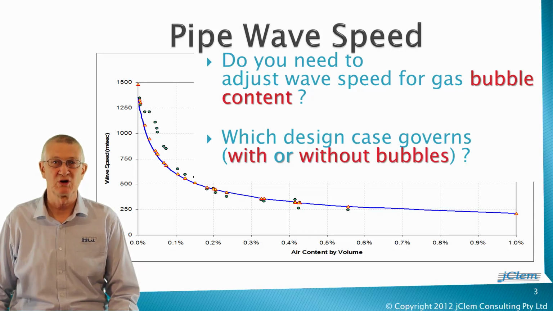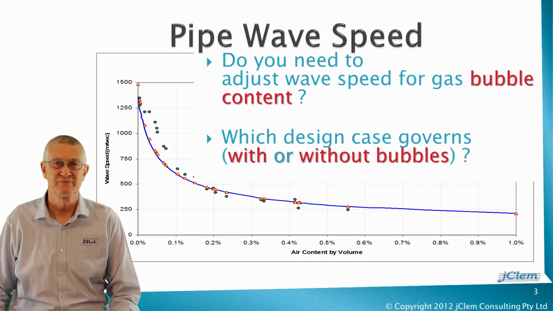Will gas bubble content be present in all operating conditions? Could using a low wave speed, assuming the presence of gas bubbles, be a non-conservative design case? Is there any tangible evidence of lower wave speeds being measured in the field? How does an engineer quantify an appropriate gas bubble content by volume?